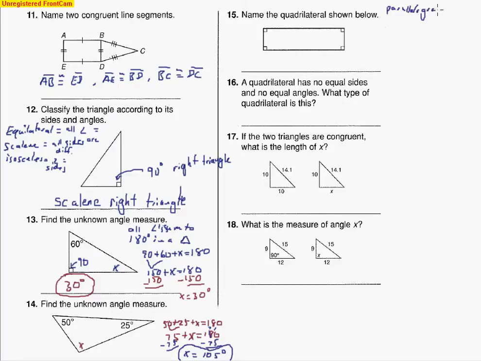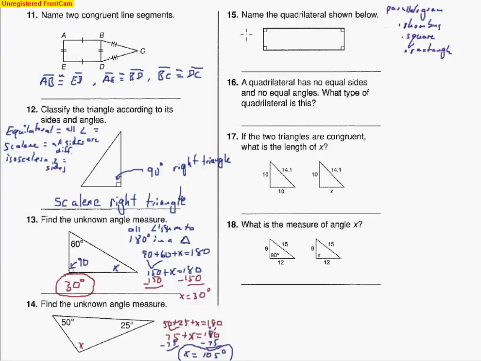However, we can be more specific. There were different types of parallelograms. There was a rhombus. Well, a rhombus has all sides equal. Well, there's a square. That's a special type of rhombus that has all angles equal. And we also have a rectangle. And that's what we have here.